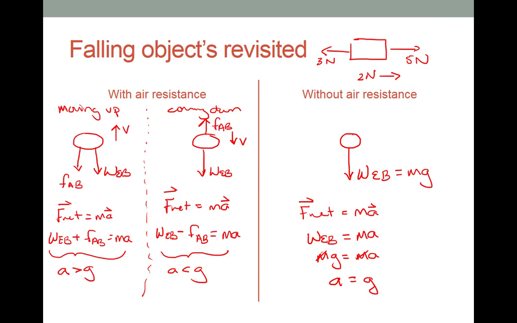And if you notice, it's possible for the weight and the friction, the air resistance, to actually be equal, in which case the acceleration could be 0. And in that case, when acceleration equals 0, which occurs when the weight equals the force of friction, the object is said to be undergoing terminal velocity. It is now falling at a constant velocity.